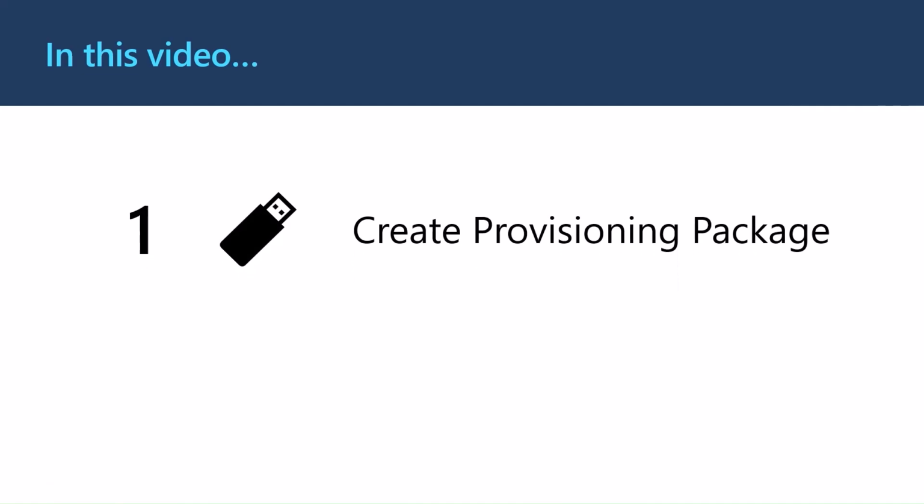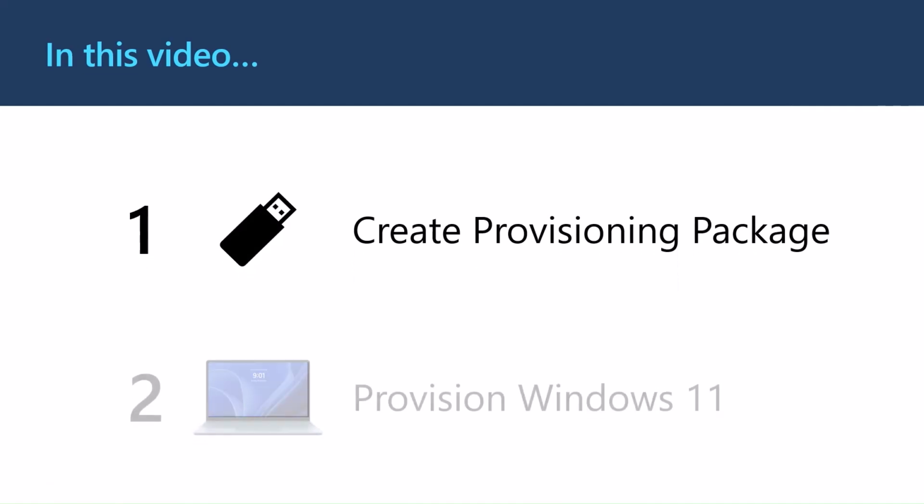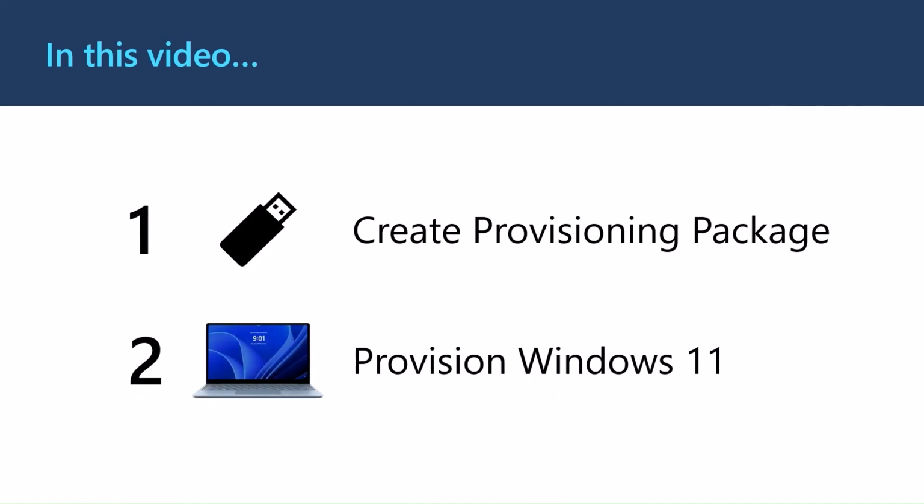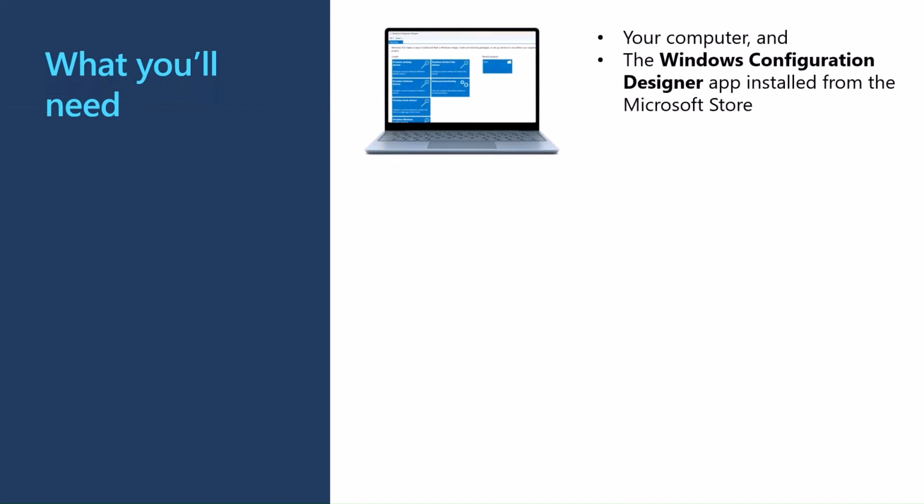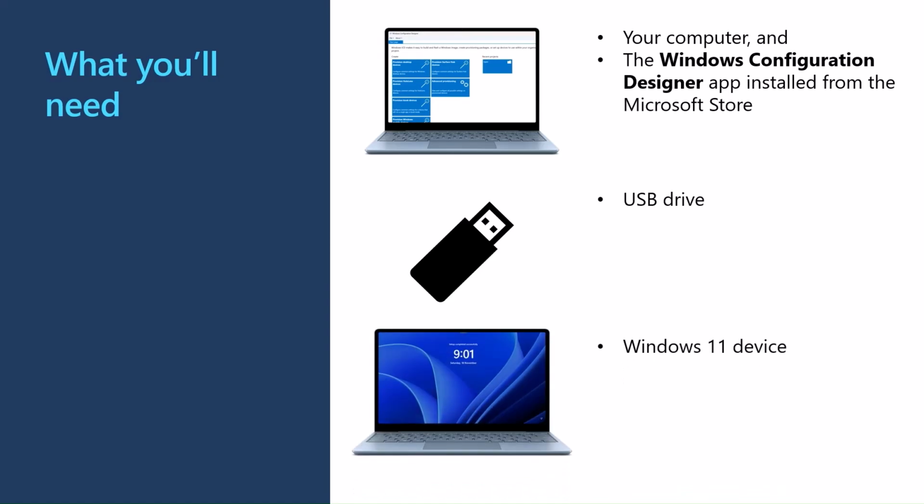In this video, I'll start by showing you how to create a provisioning package using Windows Configuration Designer. Then I'll show you how we can use that provisioning package to provision Windows devices. To complete this quick start guide, you'll need a Windows computer, and you'll need to install the free Windows Configuration Designer app from the Microsoft Store. You'll need a USB stick with some free space, and finally, you'll need a Windows device to test the package on.